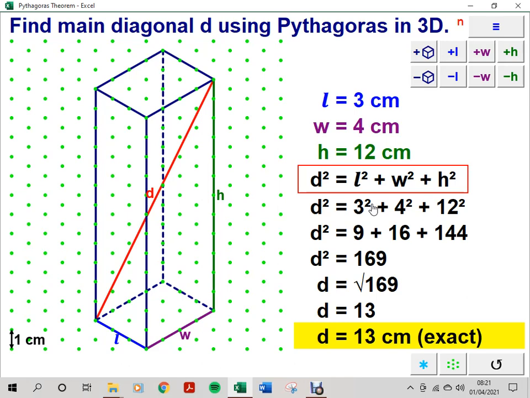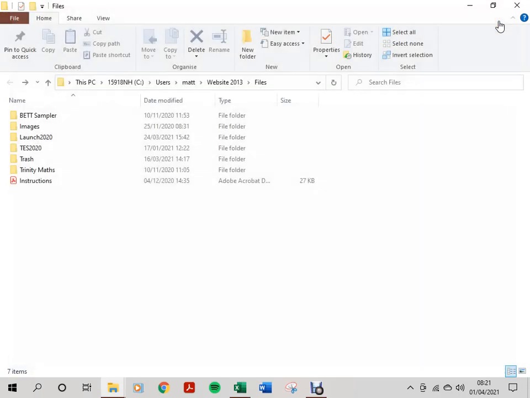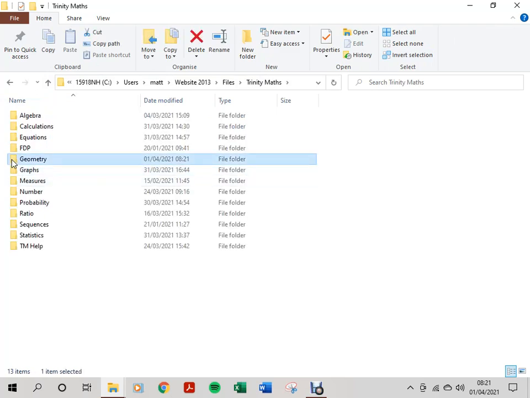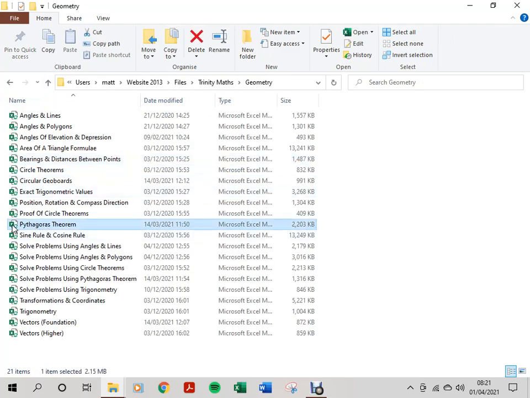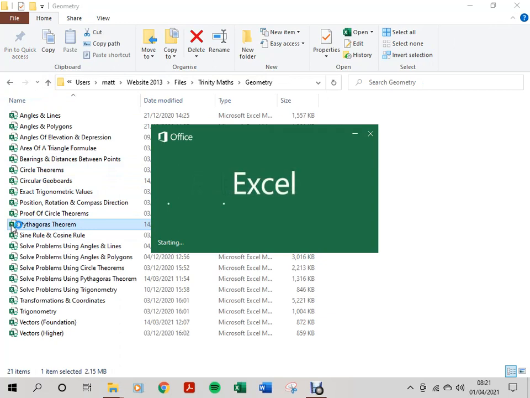Trinity Maths, Pythagoras Theorem. This is our destination. How do we get there? Close the Excel file. From Trinity Maths, select Geometry, open Pythagoras Theorem.